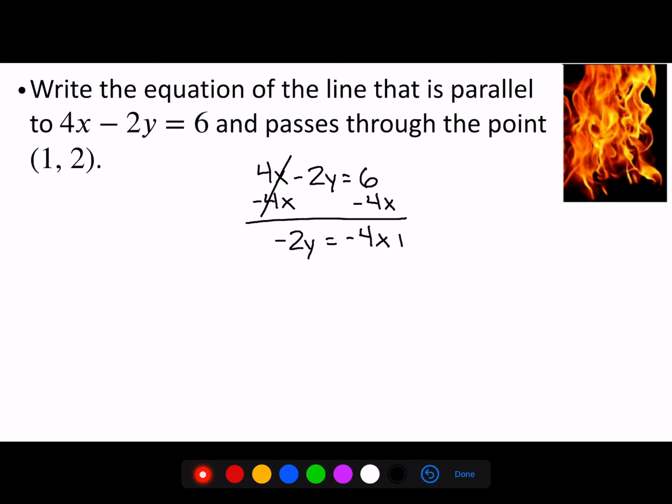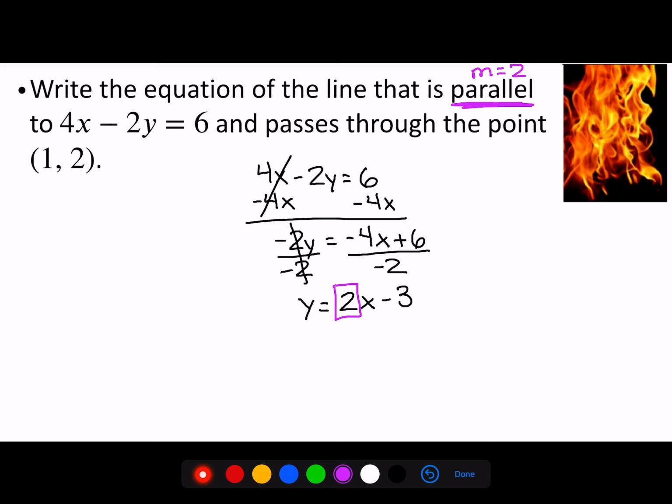4x plus 6. Next, we're going to use the division property of equality and divide both sides of our equation by negative 2, which will leave us with y equals negative 4 divided by negative 2, which gives us positive 2, times x, and positive 6 divided by negative 2 will leave us with negative 3. So therefore, our slope is positive 2. And since it's parallel, our new slope should also be 2.